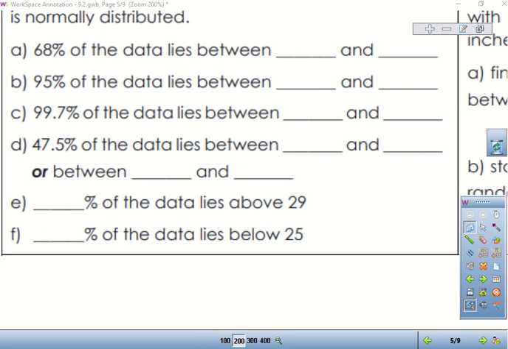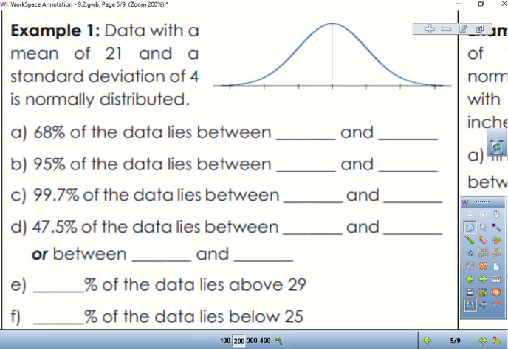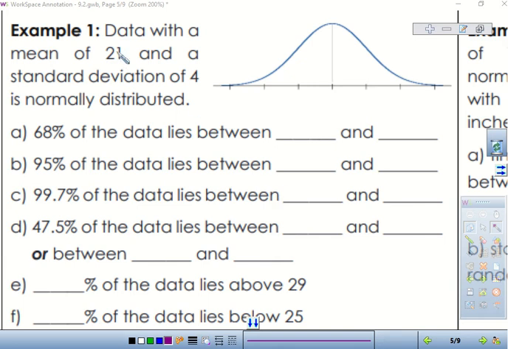So we're going to do our first normal distribution curve. It says data with a mean of 21 and a standard deviation of 4 is normally distributed. So the first thing you're going to do is put the mean in the middle. That's the first step. The next thing you're going to do is use the standard deviation to get the other values on your curve. When you go forward, you're going to add the standard deviation. When you go back, you're going to subtract it.